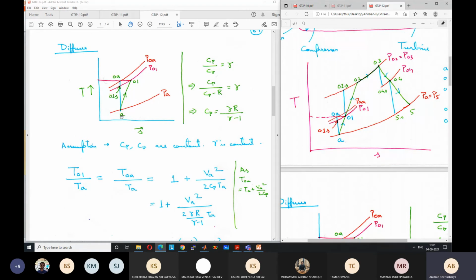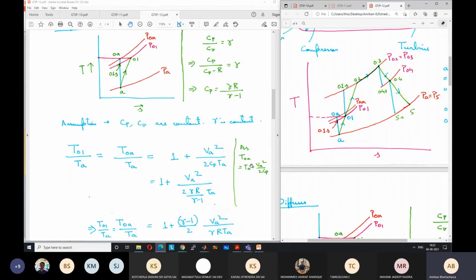So what happens in this process? Ideally, at the inlet, the temperature is say TA and the velocity is equal to VA. So what is the stagnation temperature at the inlet? We will write it as T0A. T0A is equal to TA plus V square by 2CP. You know what stagnation temperature is, we have discussed it a couple of classes back. So stagnation enthalpy H0 is equal to HA plus V square by 2. So T0 is equal to TA plus V square by 2CP.